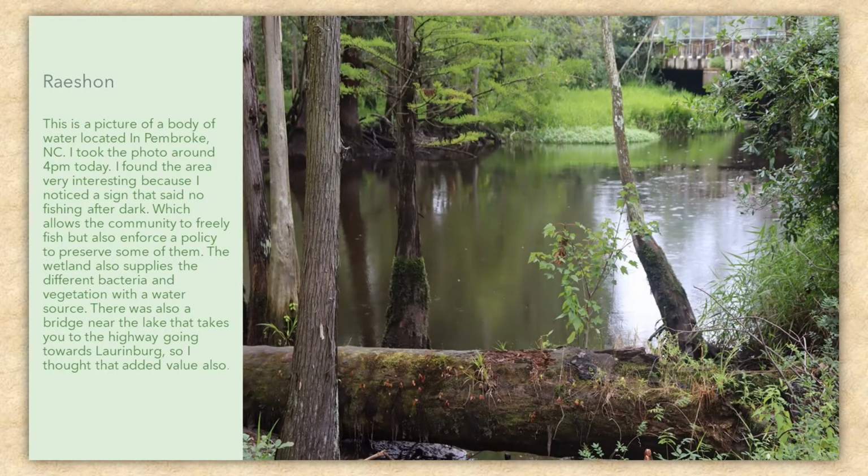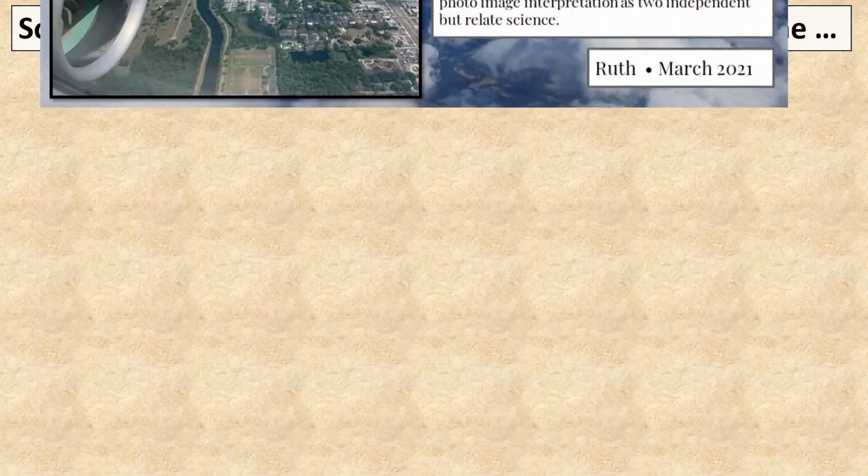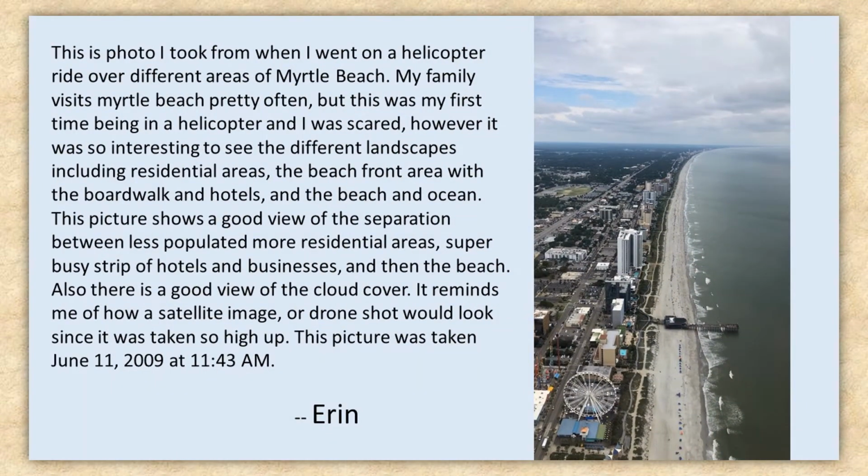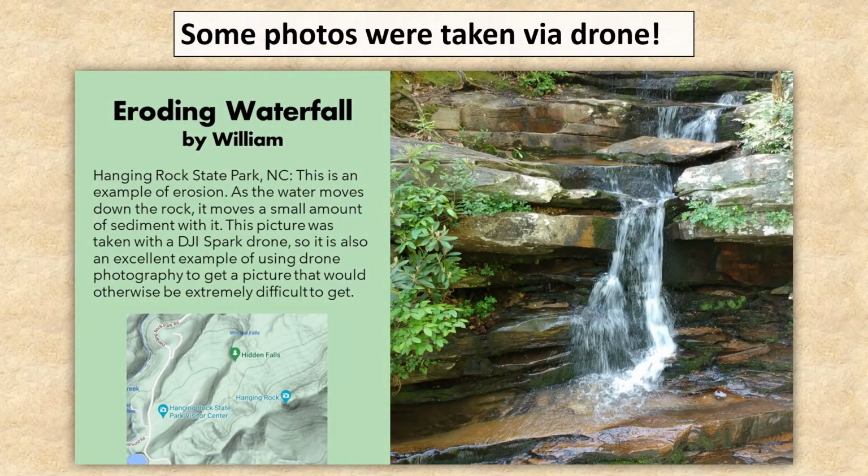For example, here, this is a good example. This photo turned out pretty well, and he did it the day of the assignment. Some captured the geography that they saw from the window of an airplane, or perhaps a helicopter. And some students even used drones to get the bird's eye view, the spatial view of the things that they wanted to photograph, or an otherwise inaccessible place that they wanted to take a picture of.